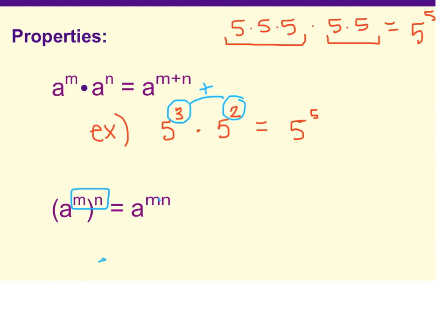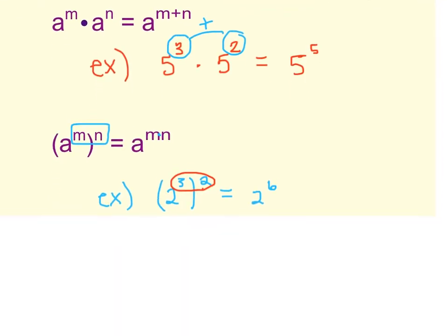So for example, what that means is, let's say you had 2 to the 3rd power and we wanted to raise that to the 2nd power. Our property tells us to keep the base, keep the 2, and then multiply our exponents. Multiply the 3 times the 2. 3 times 2 is 6, and you get 2 to the 6th power. This property is also a shortcut.